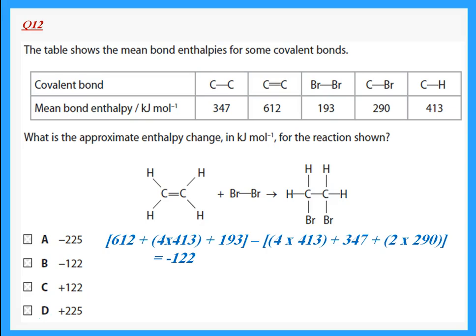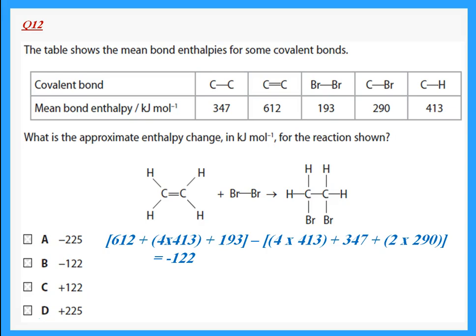We have carbon double bond carbon, which is 612. I have one of them, plus I have 4 CH bonds, each of them needs 413, plus the Br-Br bond, which needs 193. So these are the reactants. Minus the products. What do we have in the products?